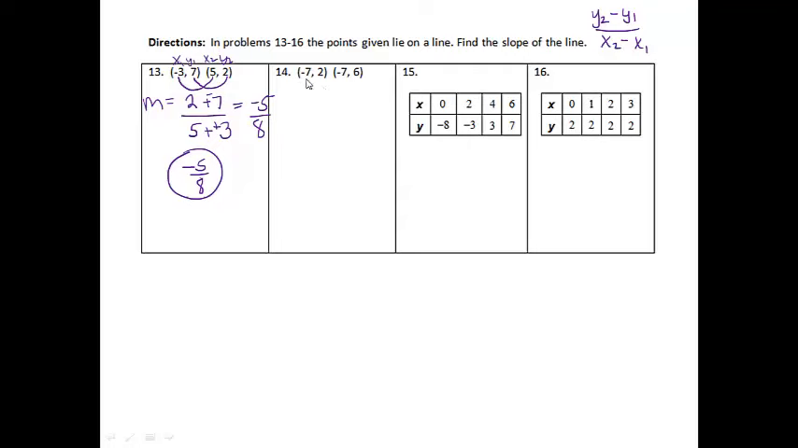Okay, number 14. Again, I'm going to be using the slope formula. This time I'll just go the opposite way. So I'm going to take a y minus y, but this time I'll go left to right. So I'll do 2 minus 6, and then on the bottom we will do negative 7 minus negative 7. Up top we'll do leave, change, opposite. 2 plus negative 6 is negative 4. And then down below, leave, change, opposite. Negative 7 plus 7 is 0. I know that I'm not allowed to divide by 0, so this will have an undefined slope. Do not leave your answer as negative 4 over 0, because that is not a proper answer.